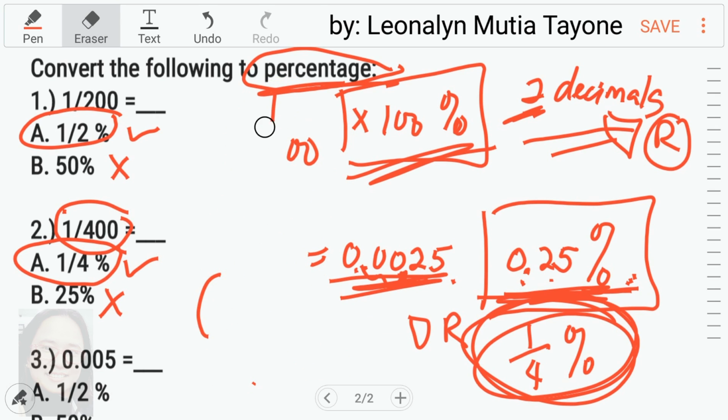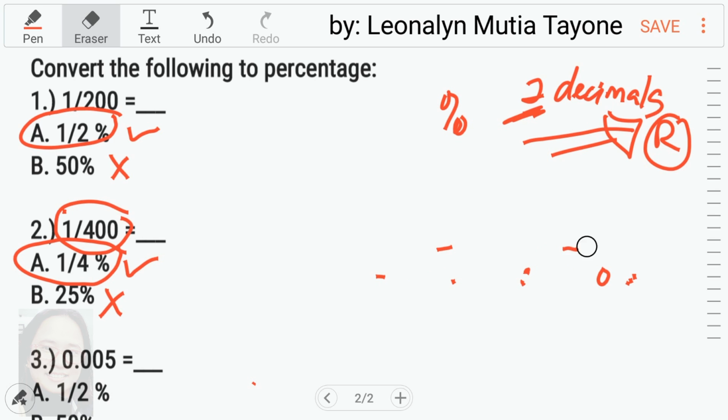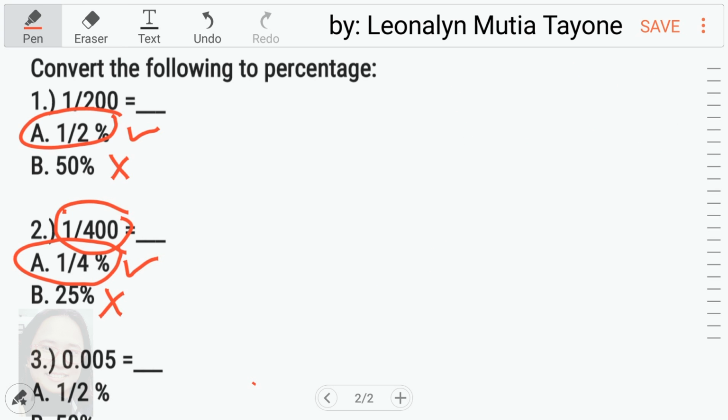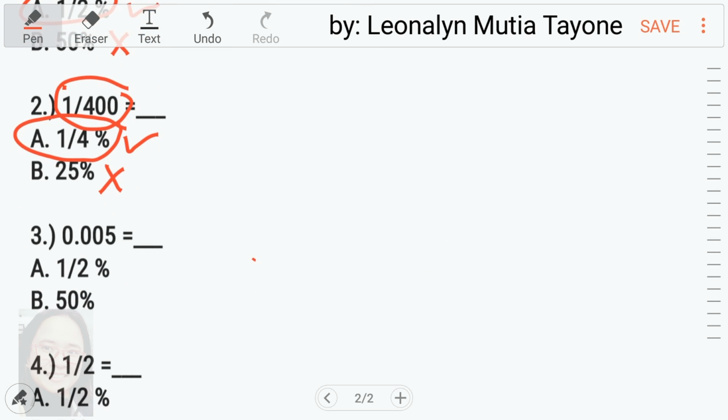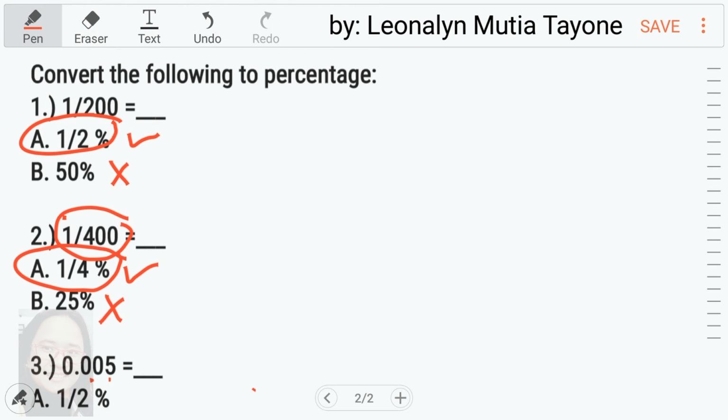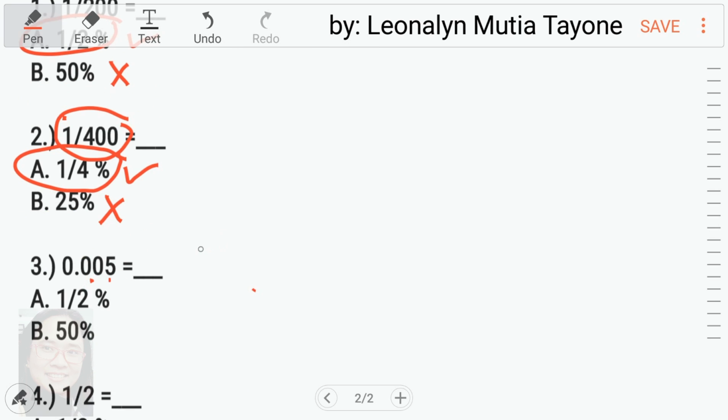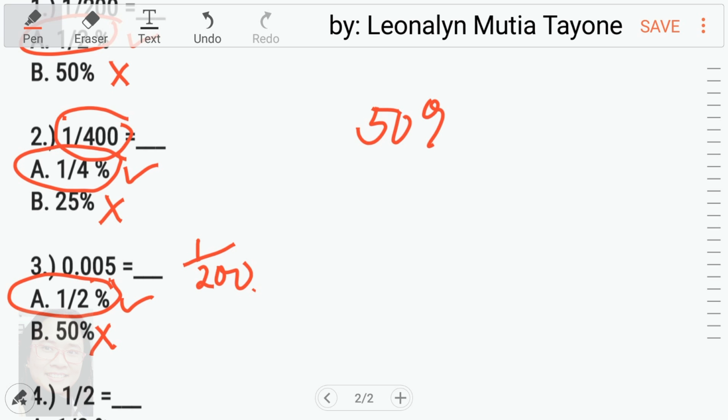Ngayon, doon tayo sa number 3. Sa number 3, 0.005. Itong si number 3, pareho lang sa question sa number 1. Fraction lang yan. Si 0.005 is the same as 1/200. So, therefore, ang sagot dito ay letter A. Ngayon, may sumagot na 50%. Remember, 50%. Si 50%, always remember, 0.5 lang yan.